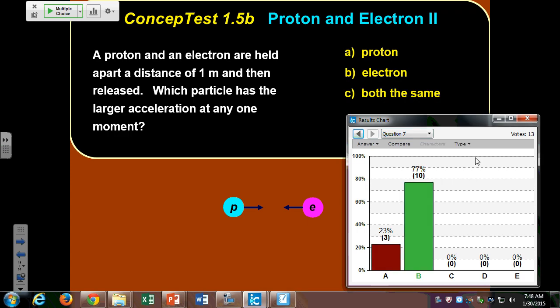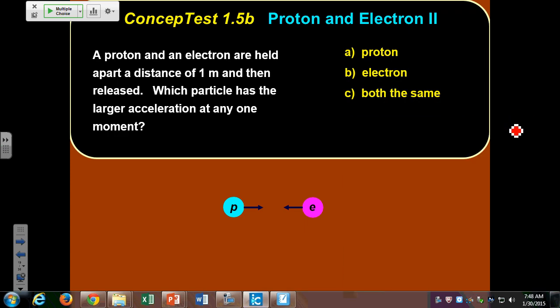That's pretty good. The less massive object has less inertia, so it accelerates more quickly. F equals ma, right? If m is small, a is big. They both have the same force, but the electron is a lot lighter, and so it accelerates much more quickly.